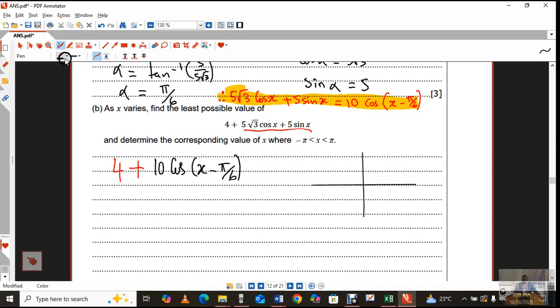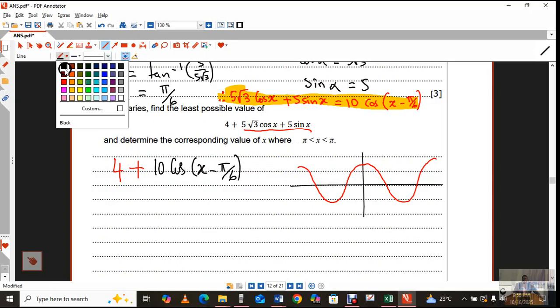The cosine graph, obviously, it oscillates, and then it goes down. And our pi over 2 will be here. So at the end of the day, let's just extend this and extend this.